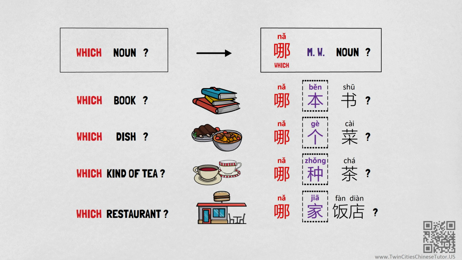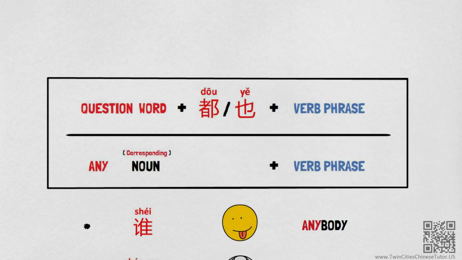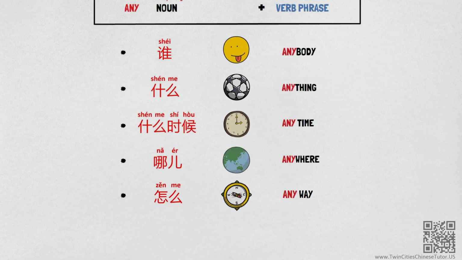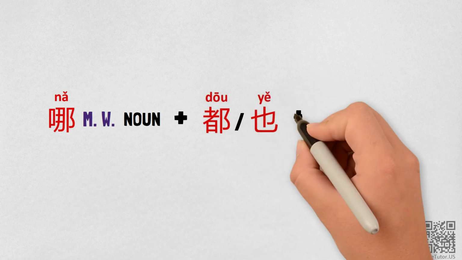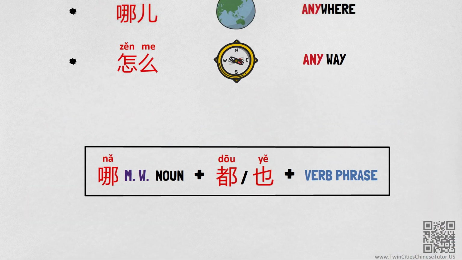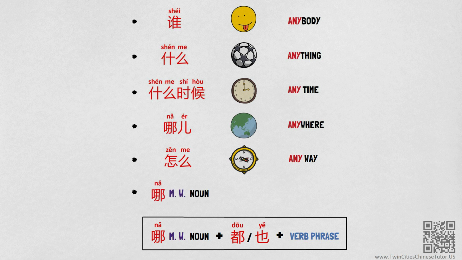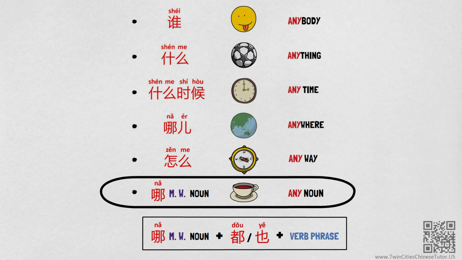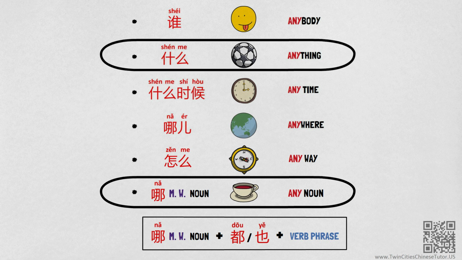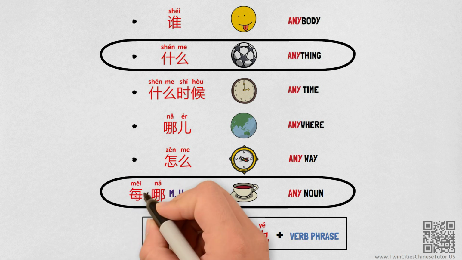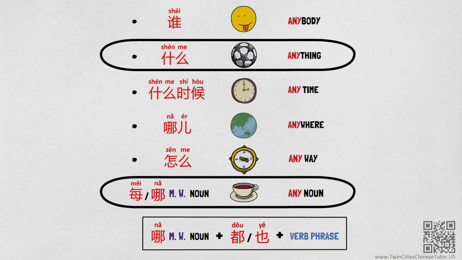The 哪 plus measure word construction also needs to be used in the question word plus do pattern. So we will see the pattern as 哪 plus measure word plus noun, do or ye plus verb phrase. Here, the phrase 哪 plus measure word plus noun means any or every noun. You probably noticed that the meaning of 哪 plus measure word plus noun here is very similar to how we use 什么 in the question word plus do pattern. Another way to look at it is that in this construction, 哪 can totally be replaced with the Chinese word for every, 每. Let's look at some examples.